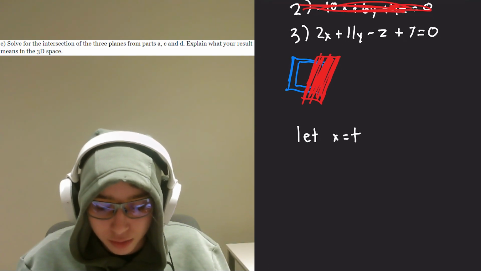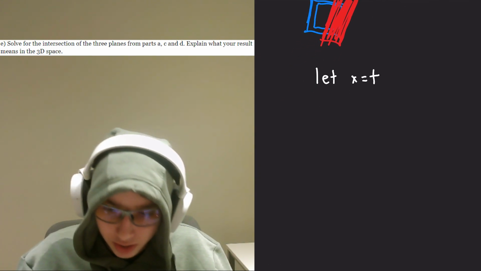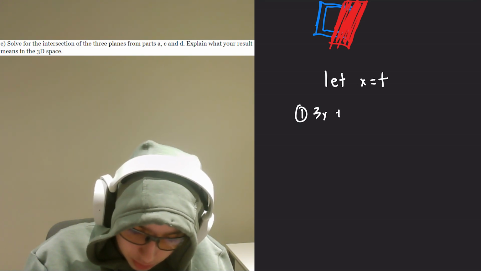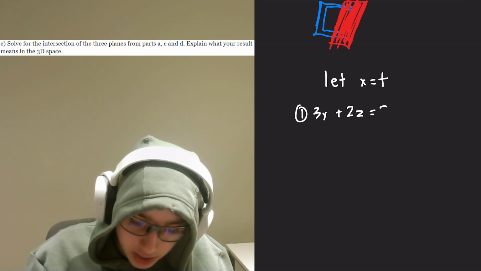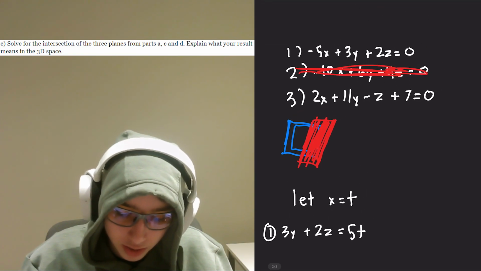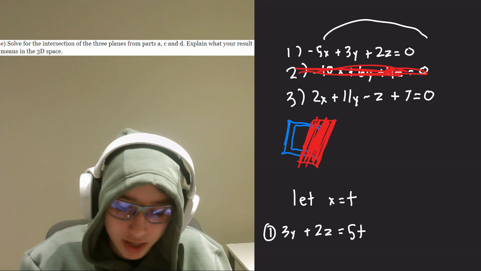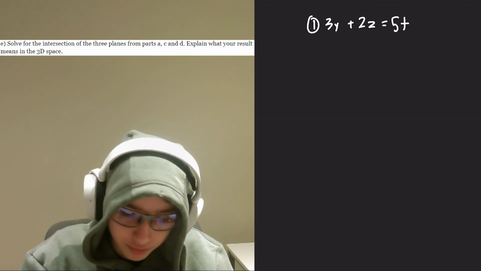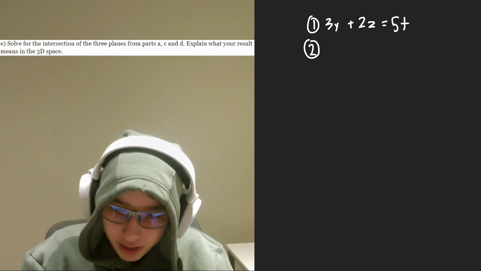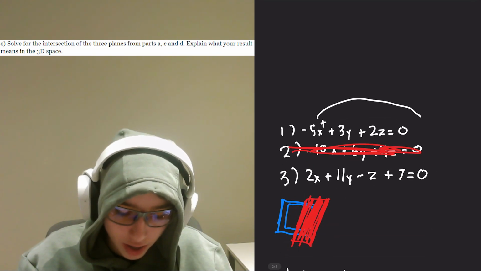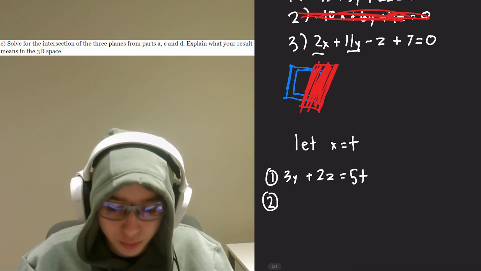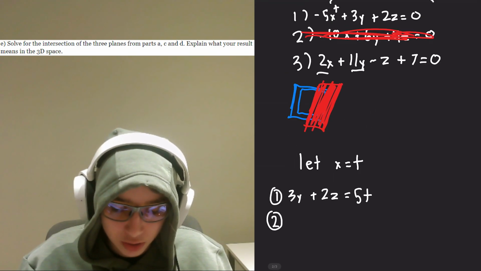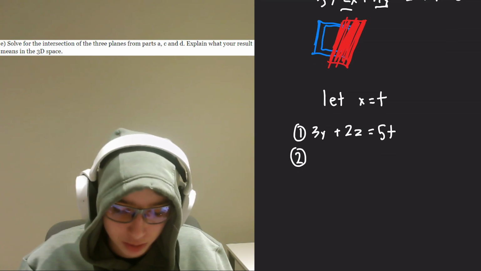So now that we've let x equal t, we can rewrite these equations. Let's start with rewriting equation 1, and this will turn to 3y plus 2z is equal to 5t. After we isolate for t, this is what it will look like. We just move x to the other side, and instead of x, we replace it with t. Going back down here, let's do the same thing for our second equation. Instead of using 11y and 2x up here, we're going to apply a factor of 2, and it'll make sense why. We're going to multiply this whole equation by 2. It's the same equation, we're just multiplying the numbers.